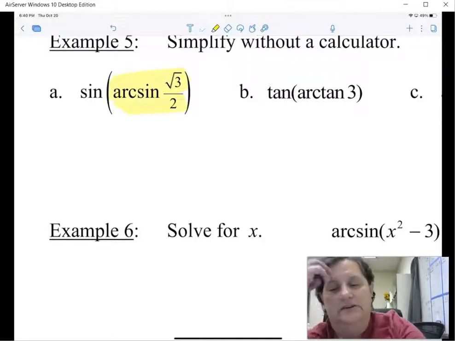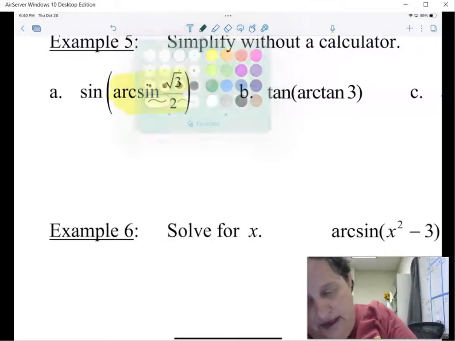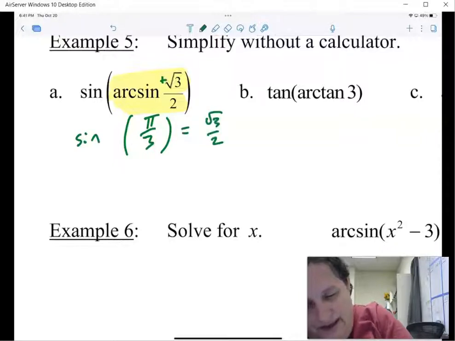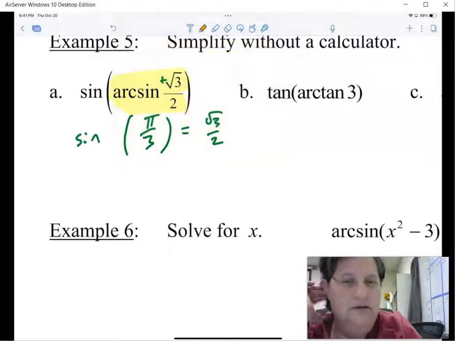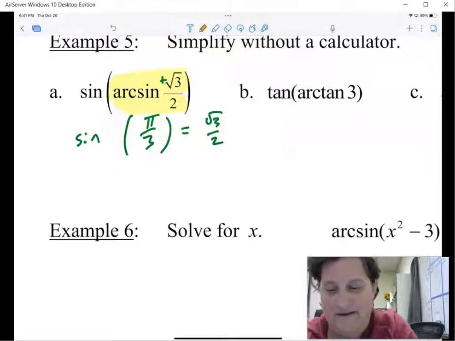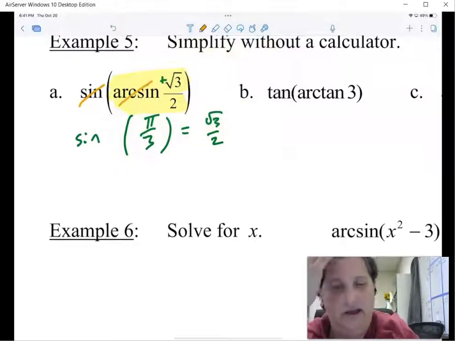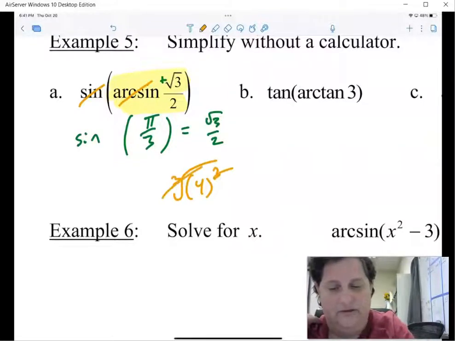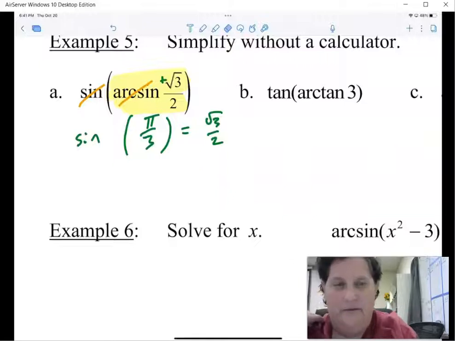Here's how it works. Sine equals root 3 over 2 at pi over 3. Because this is positive, it's in quadrant 1. And then what's the sine of pi over 3? Root 3 over 2. You might be thinking, duh, right? If I have an inverse function, it'll cancel each other out. It's the same idea as if I take 4 to the third and the cube root. It cancels each other out. You got to be careful, though.